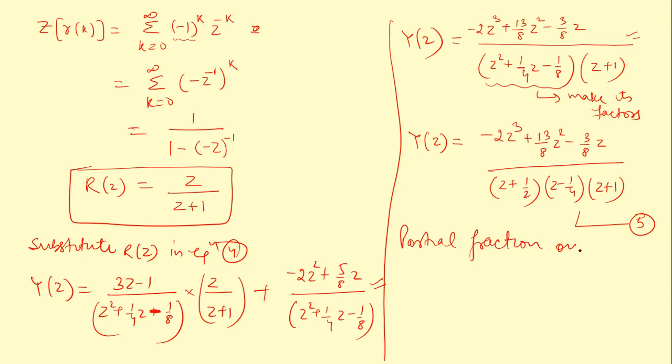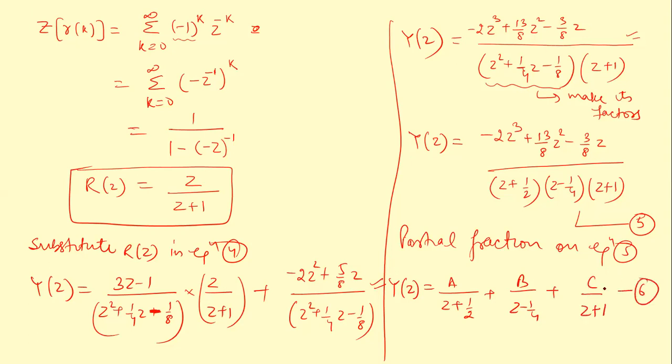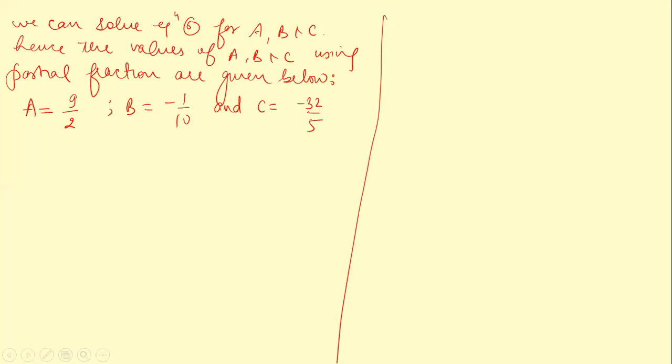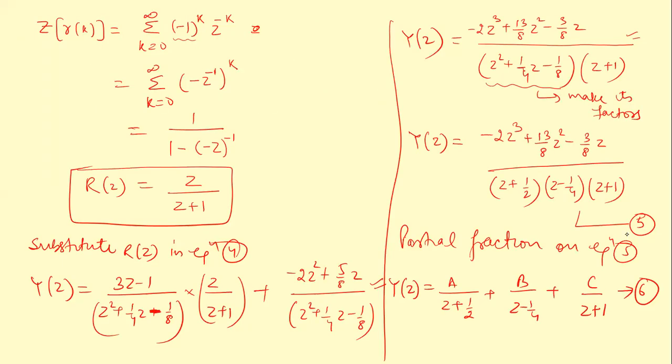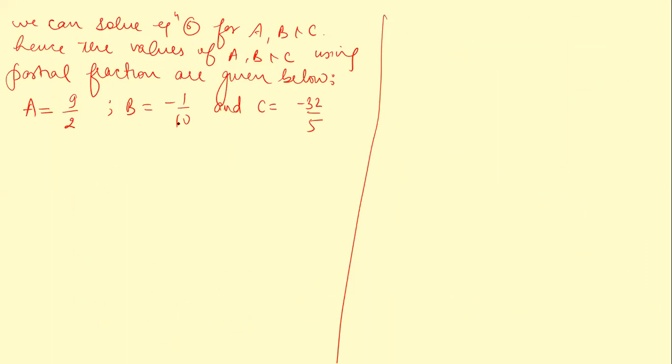on equation 5, right? So we can write yz is equal to a by z plus 1 by 2 plus b by z minus 1 by 4 plus c by z plus 1. So this is, for example, equation 6, right? So we can further solve this equation and we can find out the values of ABC. So this equation number 6 has been solved using the partial fraction method for ABC, and the values of ABC as obtained are given here.